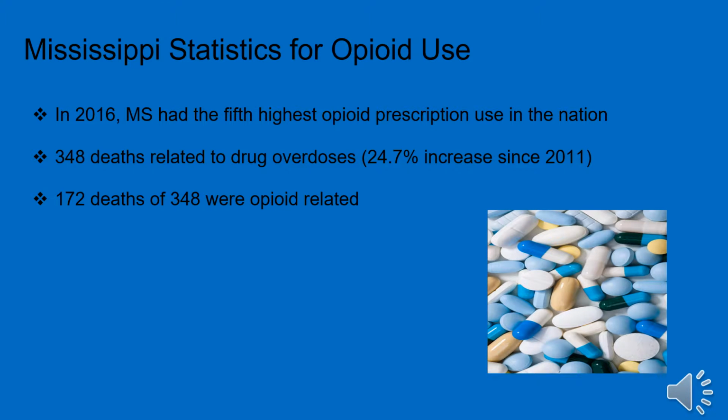In 2016, Mississippi had the 5th highest opioid prescription use in the nation. 348 deaths were related to drug overdoses, which is a 24.7% increase since 2011. 172 of those 348 deaths were related to opioid use.